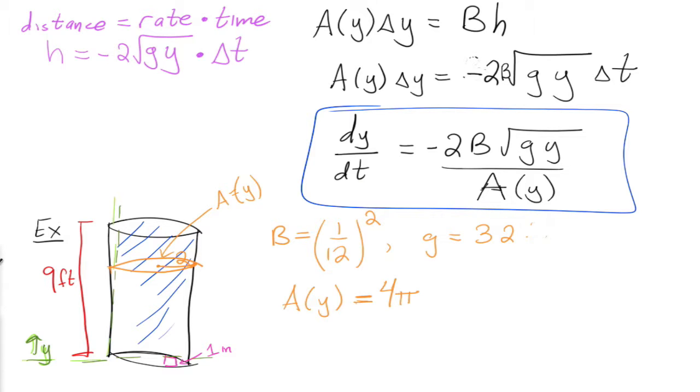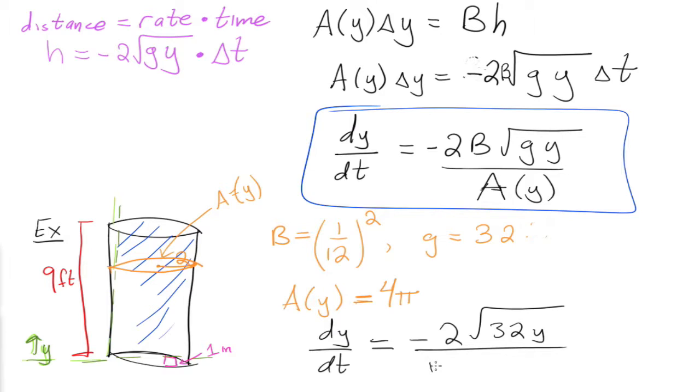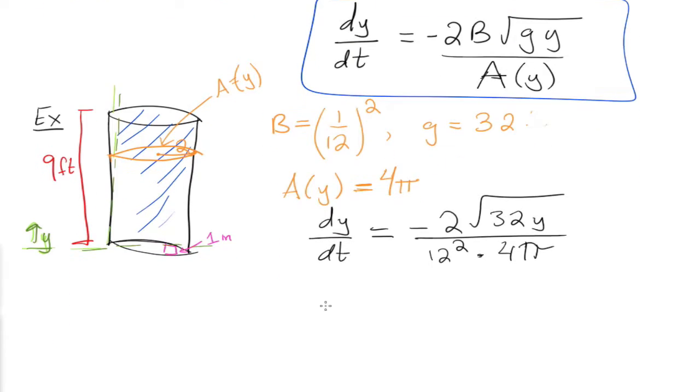So we get dy over dt is equal to, what do we have here? Negative 2 over square root 32y. I'll put the 12 squared on the bottom, and then times 4 pi. So what is that, if we simplify a little bit?